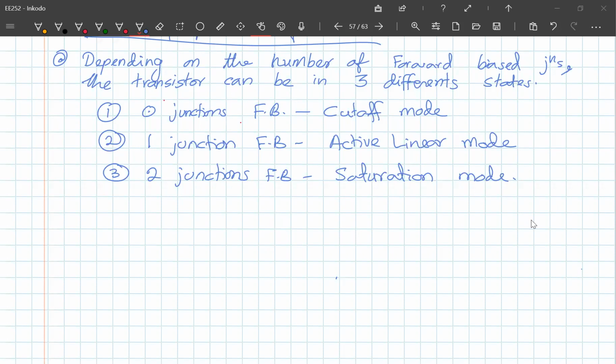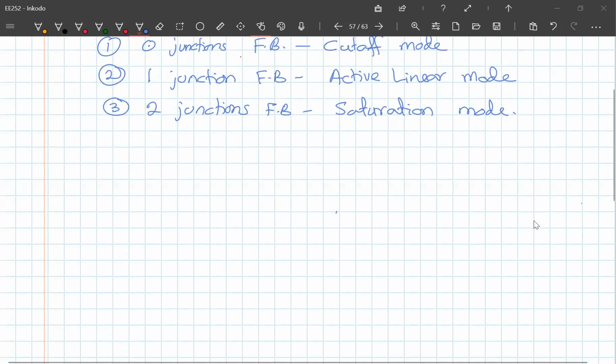Right. So let me talk about the cutoff mode first. Let's go into a little bit more detail here. Cutoff mode.